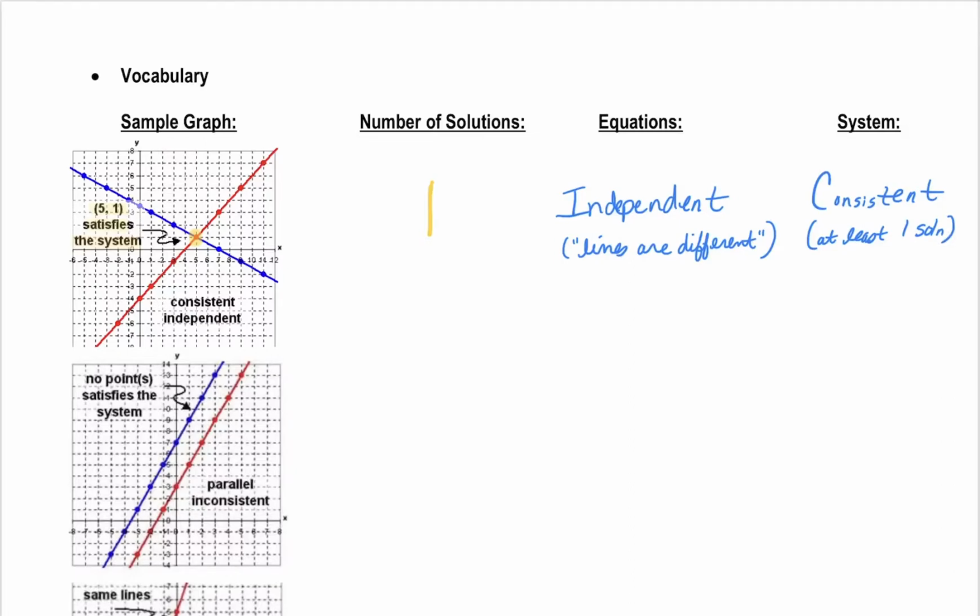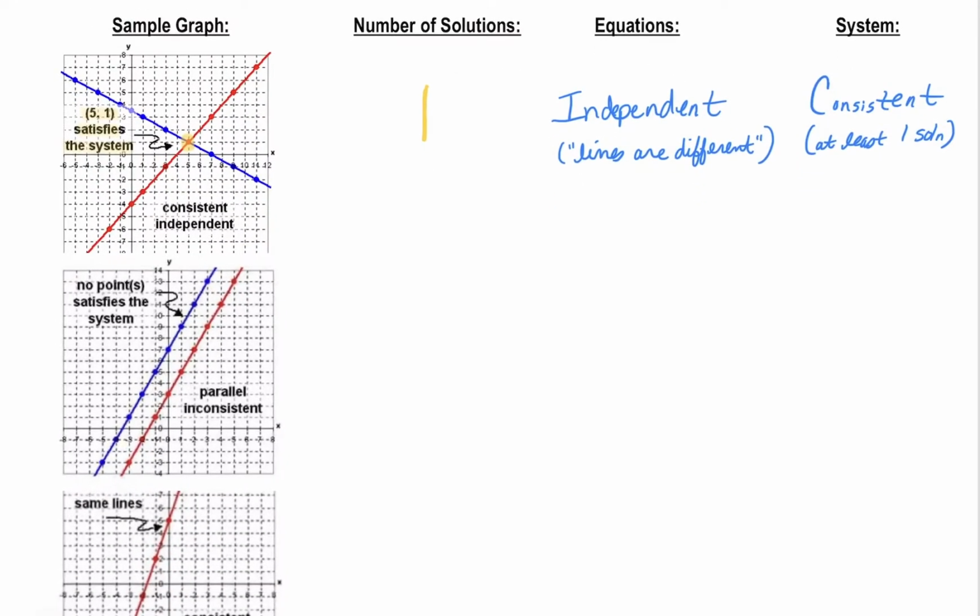All right, so let's take a look at our next situation here. In this next situation, we have no points that are satisfying this system. These lines are parallel, so no points satisfy the system because they never cross. They have nothing in common. So in that situation, there are zero solutions to the system.